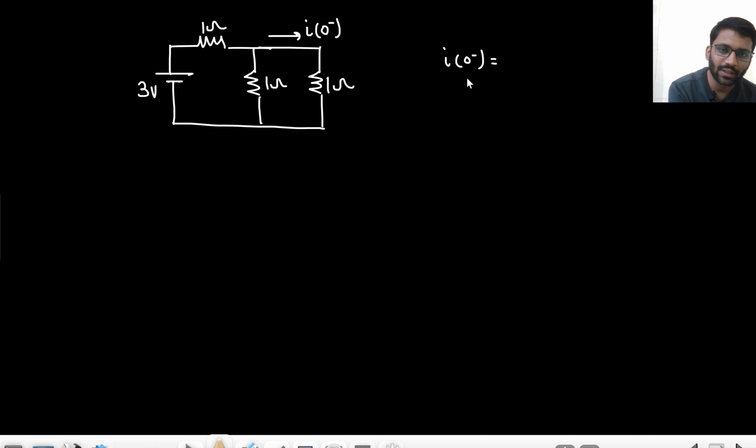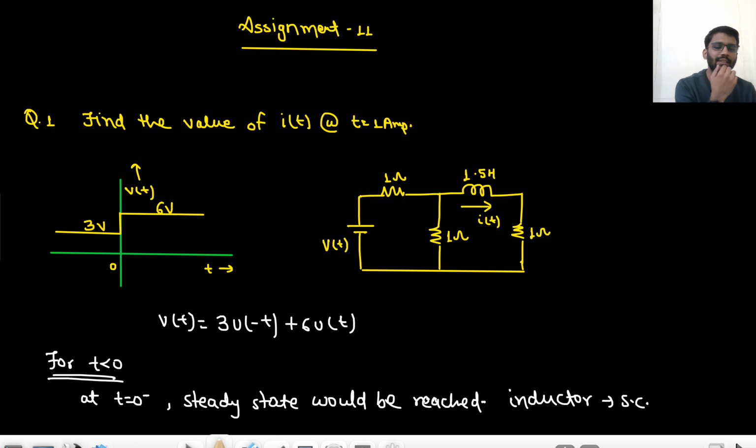I of 0 minus would be 2 ampere, which would be divided into 1 ohm and 1 ohm. You can find the current in this circuit, right? It would be 0.5, it would be 1. So 3 by 1.5 means 2 ampere current, which would be divided between 1 and 1. So it would be simply 1 ampere. So the current it is carrying is 1 ampere.